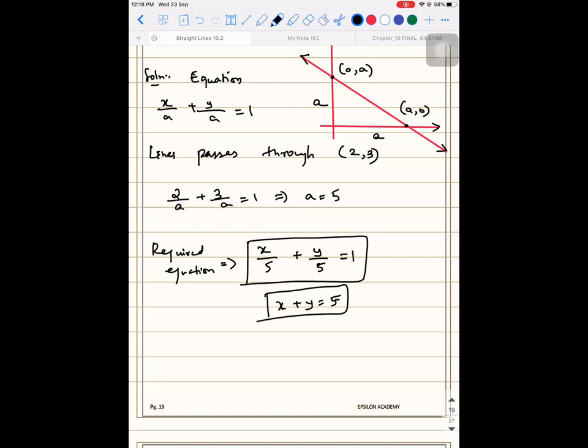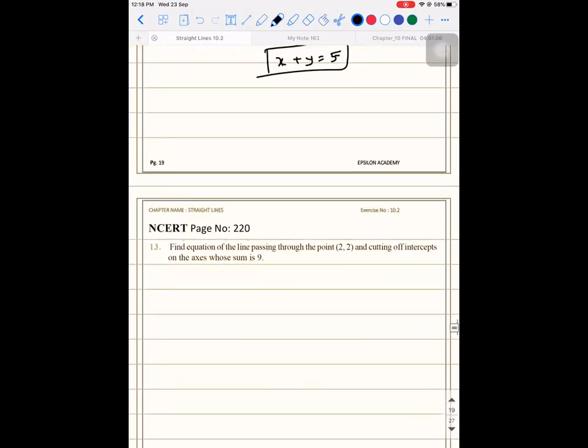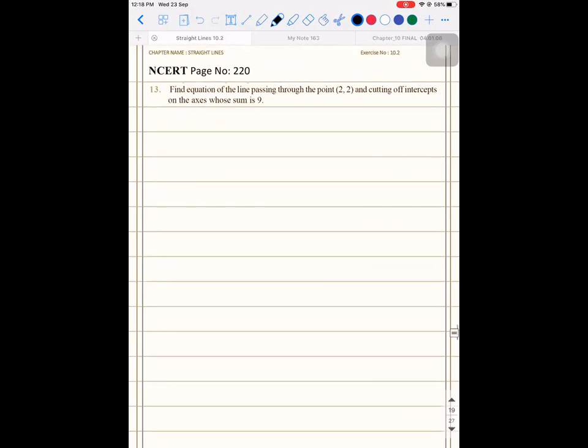Okay. So I'm moving on to the next problem. Find the equation of line which is passing through the point 2, 2 and cutting off intercepts on x-axis in what way?